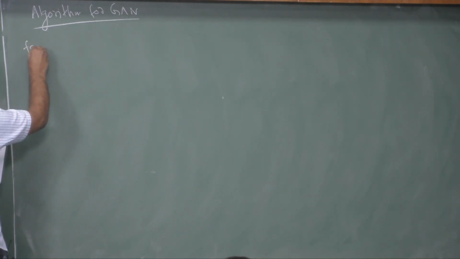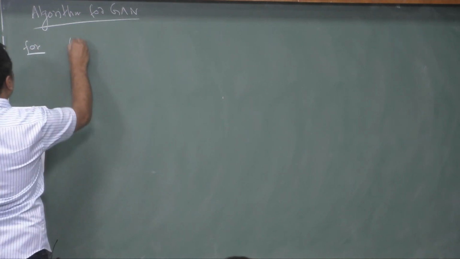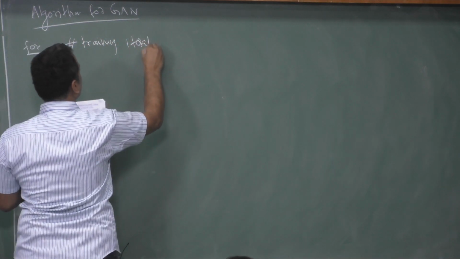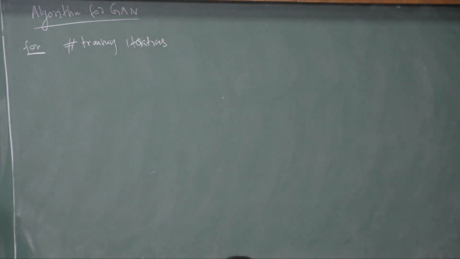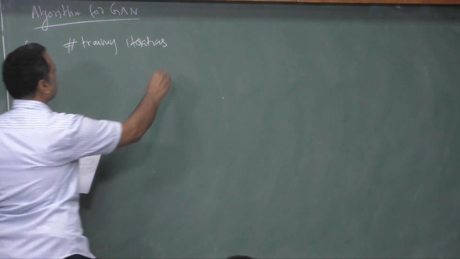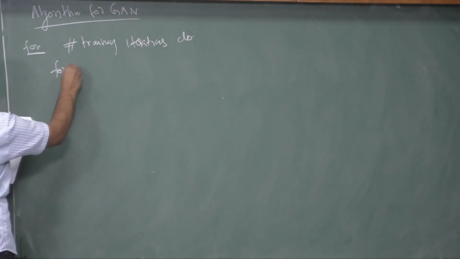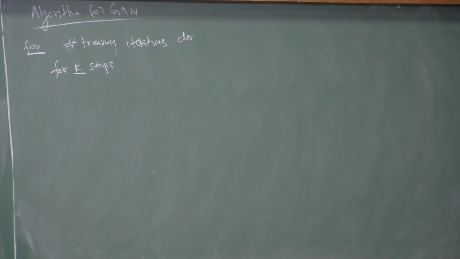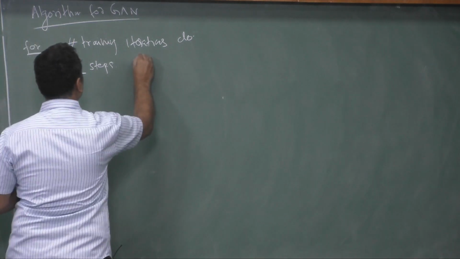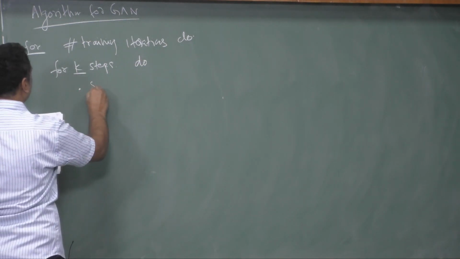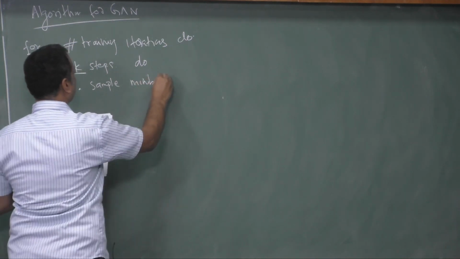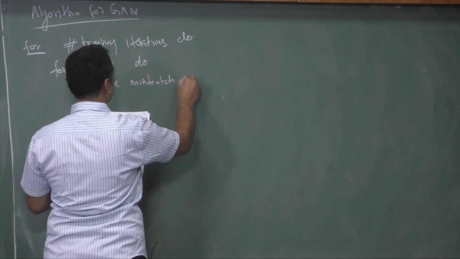So we start a for loop for the number of training iterations. However many iterations you want, this is also a parameter. Do the following steps. For k steps, now k is a parameter, do: sample mini batch. I will explain this algorithm, so don't worry. First let us write this.